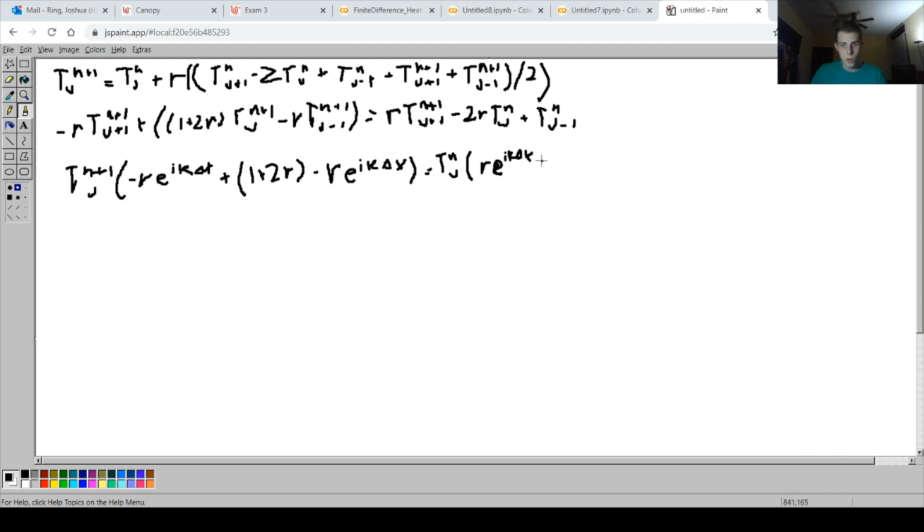And then that's also going to be added to our 1 plus 2r. And then it is going to be plus r e to the ik delta x, instead of negative like we had in our last expression.